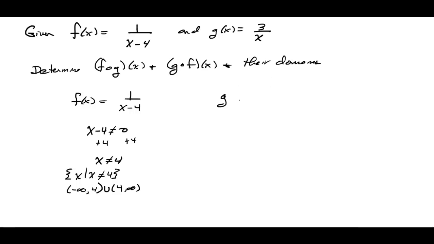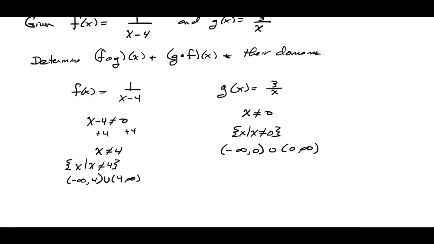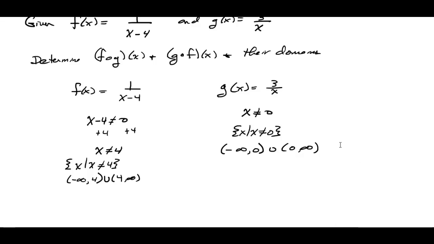Looking at g of x, it is also a rational function, and its domain will be found by setting the denominator not equal to 0. So clearly x cannot equal 0. So the domains of f and g are very different, but we're going to use them because we're finding the composition of each individual function. This will be negative infinity to 0, union 0 to positive infinity. So now let's go ahead and find f composed of g of x. I'm just going to keep this here so I don't lose it as I scroll down the page.